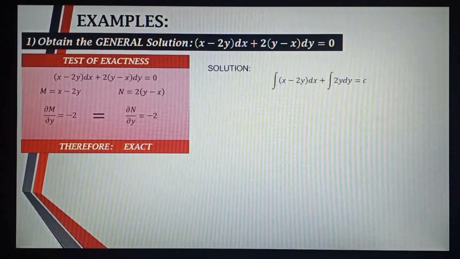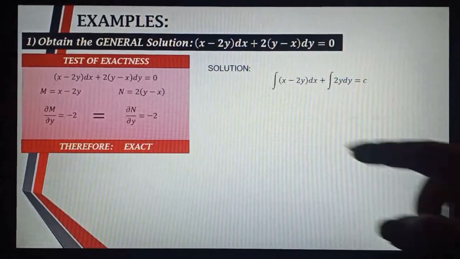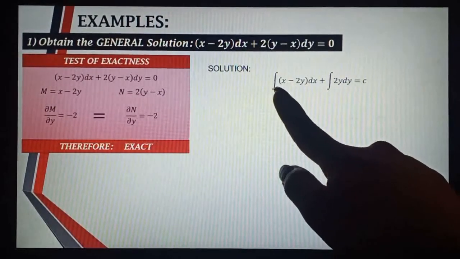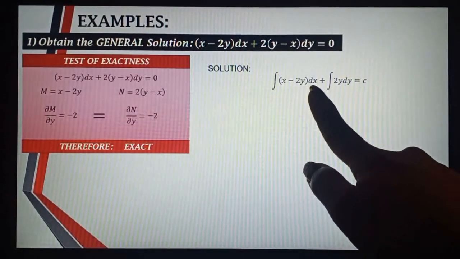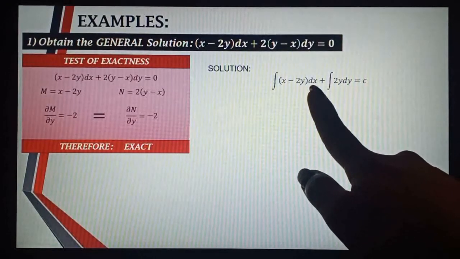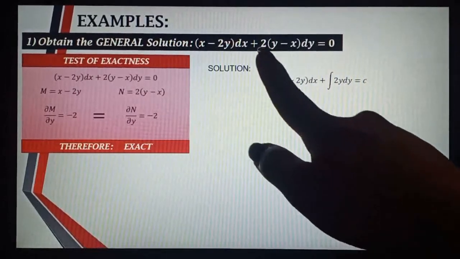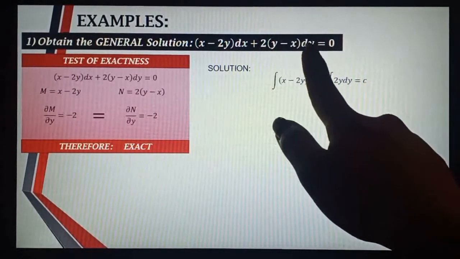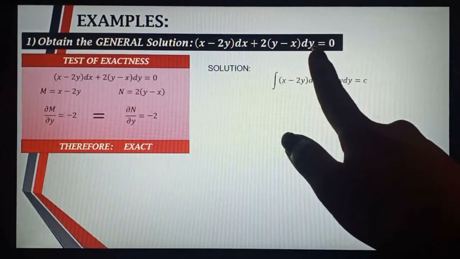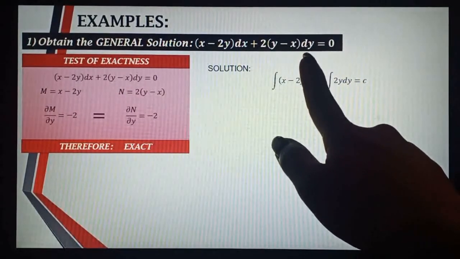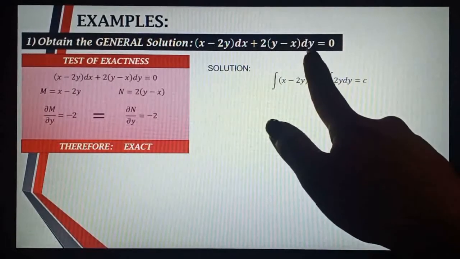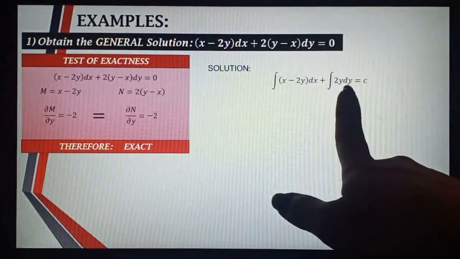So, let's say, kukunin natin ang buo si M, so that is the quantity of x minus 2y dx. Tapos, kukunin natin yung directly integrable dun sa N. So, you will have 2y dy and negative 2x dy. When we say directly integrable, kapag dy yan, dapat walang presence na x yung kukunin mo. 2y dy, y lang yung involved, so kinuha natin yan.